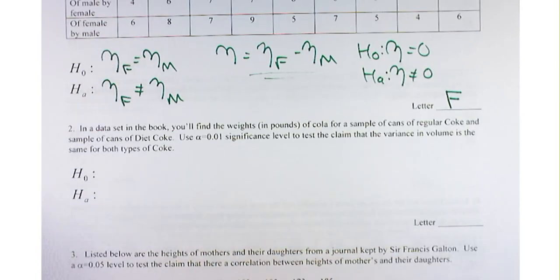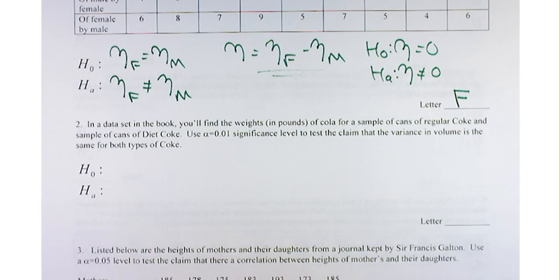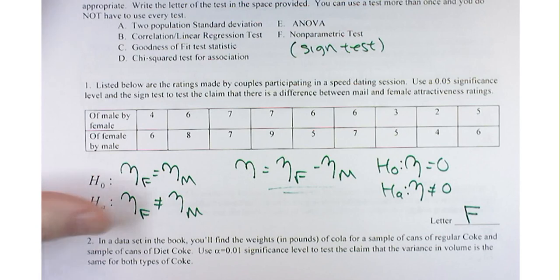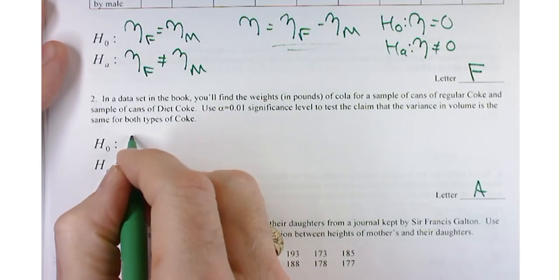In the book, you find weights in pounds for cola of a sample of cans of regular Coke and cans of Diet Coke. Use a 1% significance level to test the claim that the variance in the volume is the same for both cans of Coke. Well, let's figure out what test we're going to do first. Now, I don't have one that says variance, but I've got something that says something equivalent, right? What letter would that be? Standard deviation. Standard deviation has to be A. 2 population standard deviation.